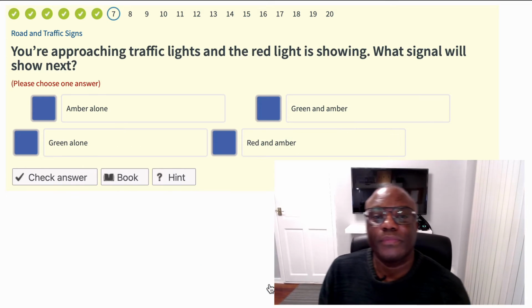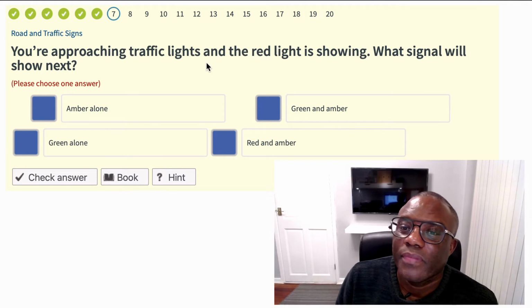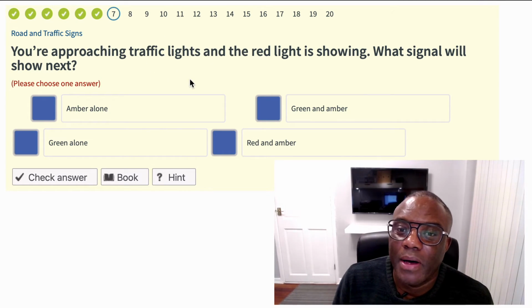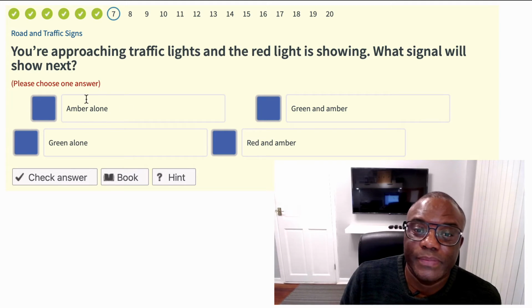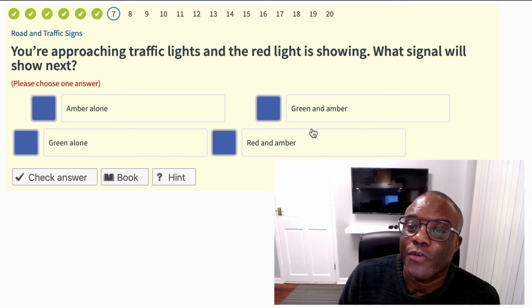So number 7, you're approaching traffic lights and the red light is showing. What signal will show next? Right, so it's a traffic light. With traffic lights, they go green, amber, red, and it goes red, amber, and then green. So we're now looking for traffic lights red and amber. Amber alone, that's going to red. Green alone will be going to amber. Green and amber doesn't exist. And red and amber is what we spoke about, traffic lights.